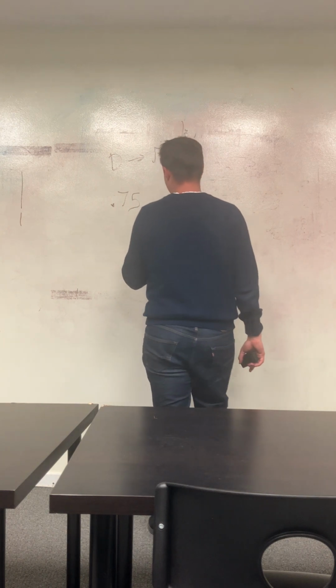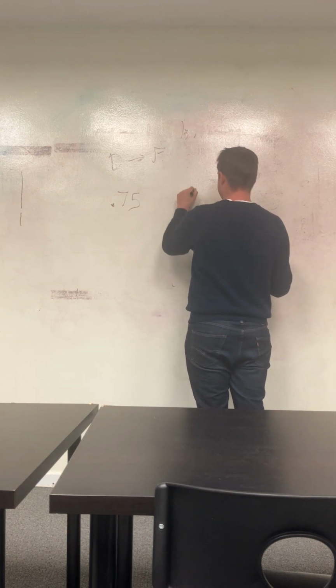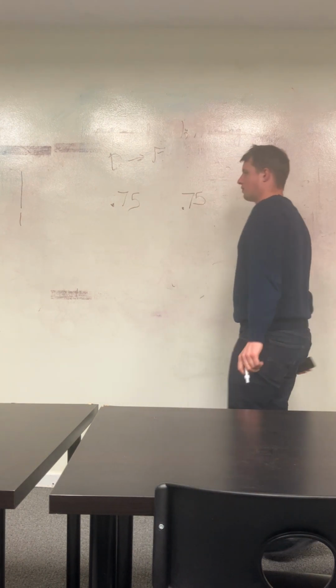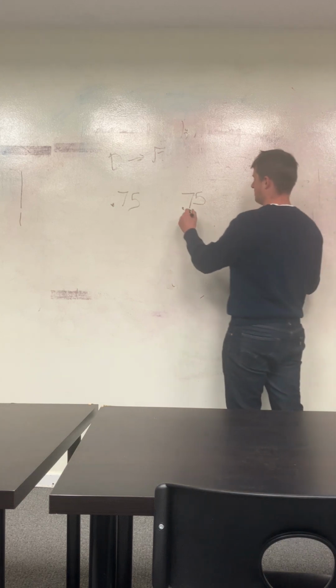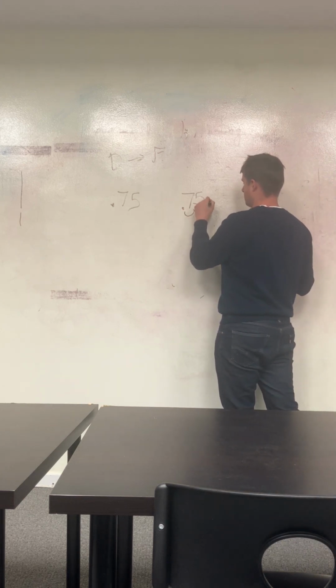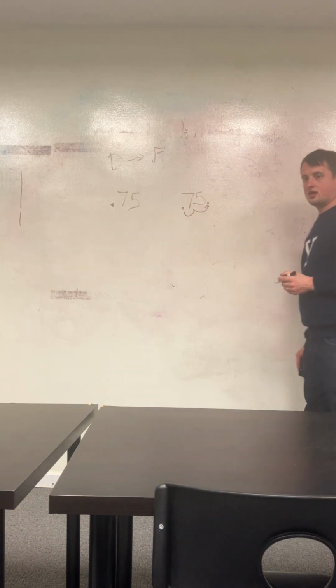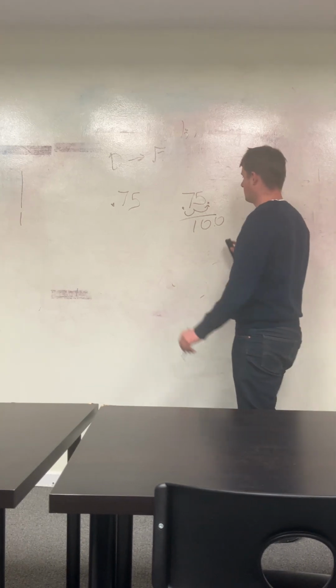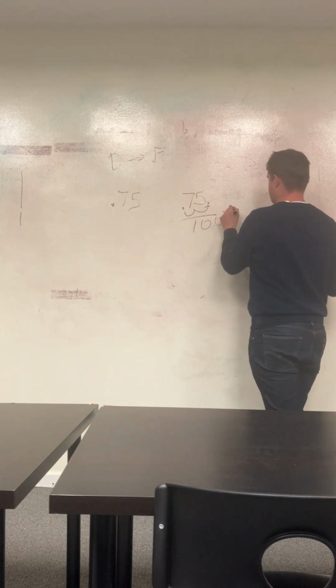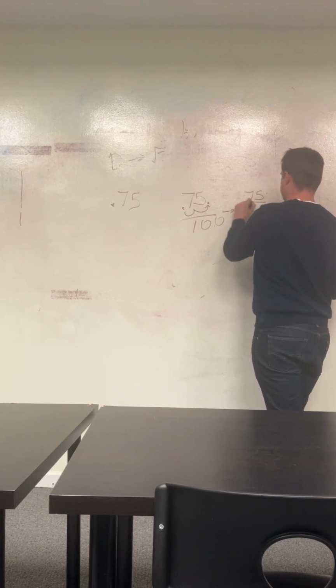So what we're gonna do is we're gonna say 0.75. We're going to move the decimal point 2 places, so we get 75, and then we're going to put it over 100. It sounds kind of weird, doesn't it? So it's going to end up being 75 over 100, and that's a fraction right there.